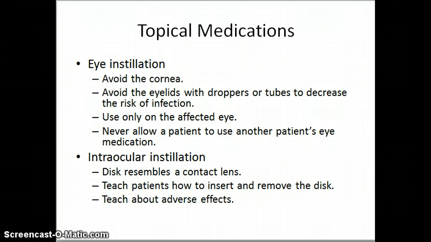And also, as we look at intraocular discs, think about the patient that's unresponsive. We would always want to assess if they have contact lenses in and remove those for that patient.